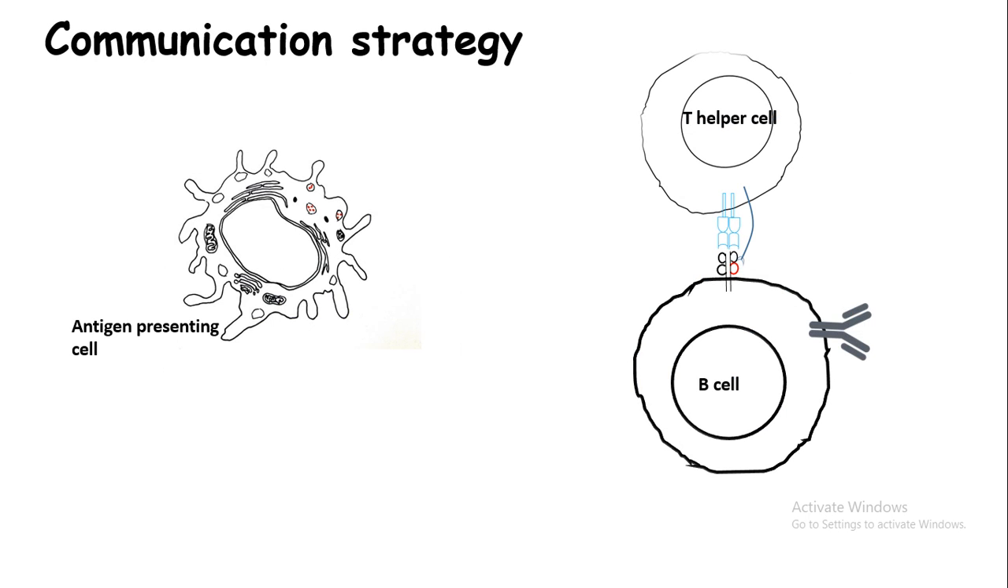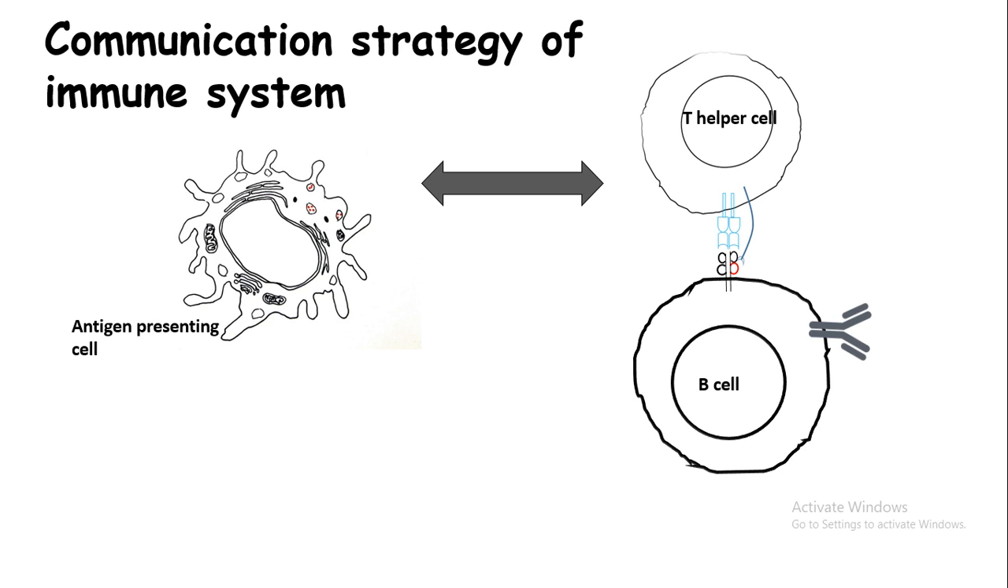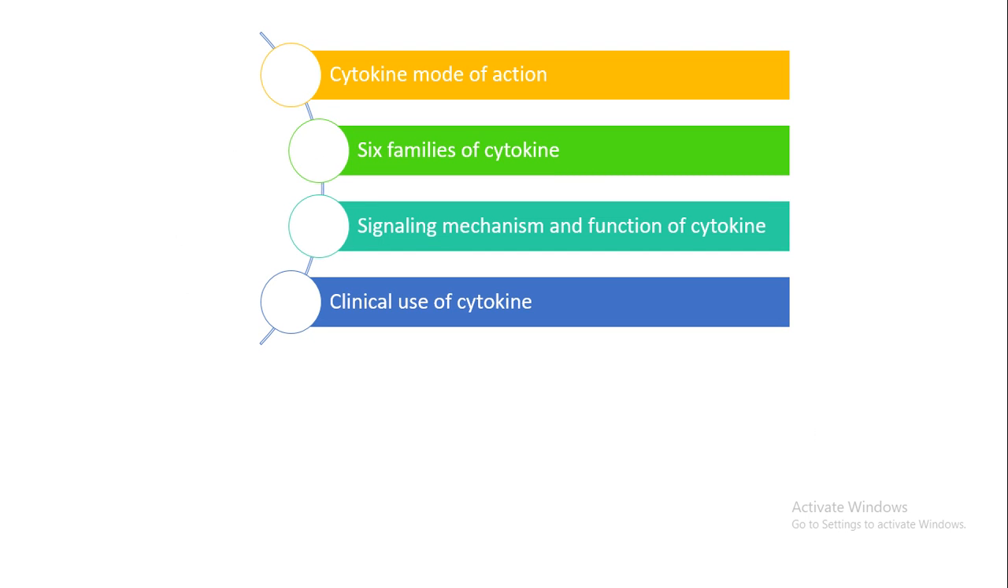Also, our immune system should devise a communication strategy such that all the players of the immune system can communicate with each other. Immune system cells communicate either by physically going to each other, or by several wireless media. In their case, this wireless mode of communication is via small chemical messengers known as cytokines. So in this video, I will talk about the cytokine mode of action, six families of cytokines, signaling mechanism and the function of the cytokine families, and also the clinical use of cytokines.